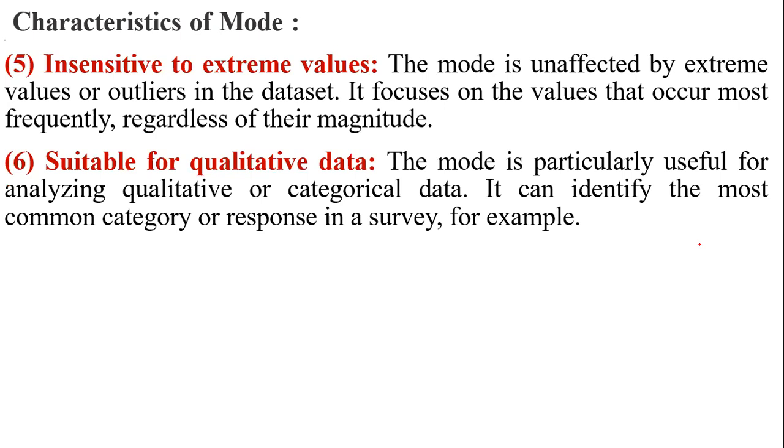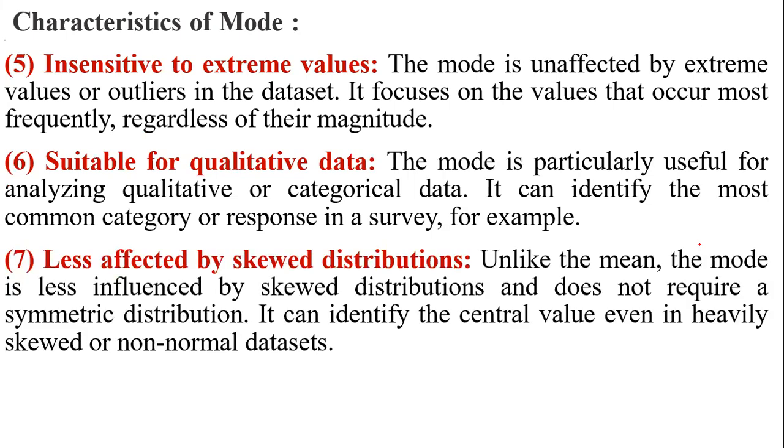When we are analyzing qualitative data, we can mostly use the mode, because it can identify the most common category or respondents appearing in a survey. Also, the mode is not affected by extreme values and is less affected by skewed distributions. Unlike the mean, it can identify the central value even if the data is heavily skewed or nominal.